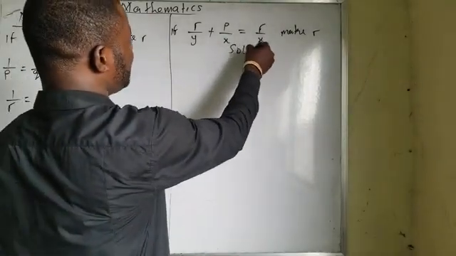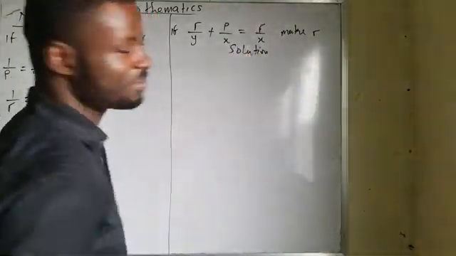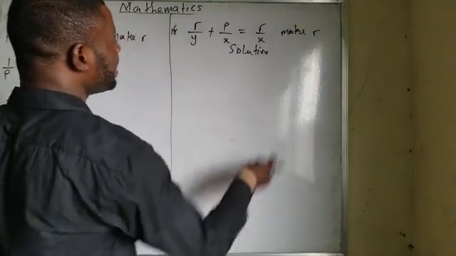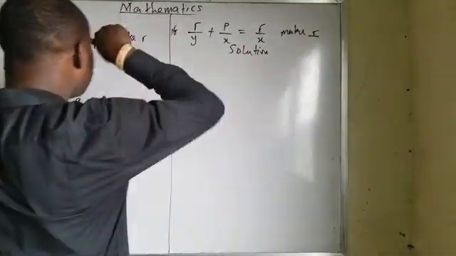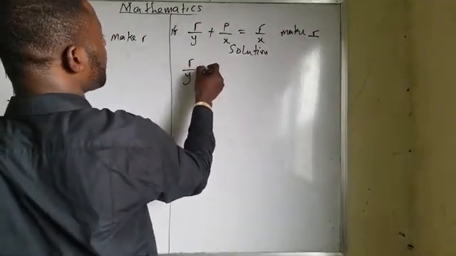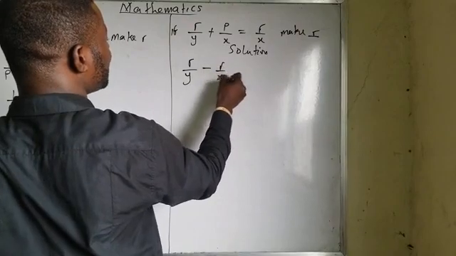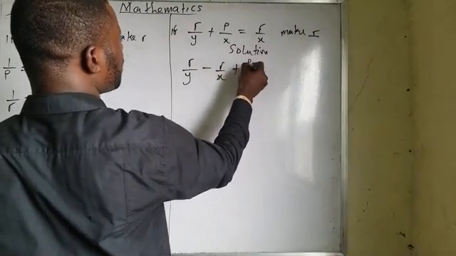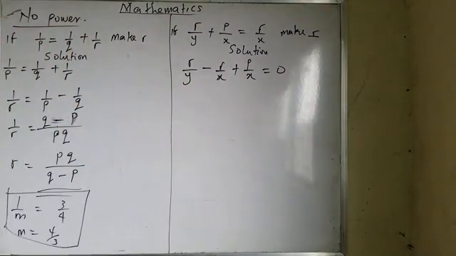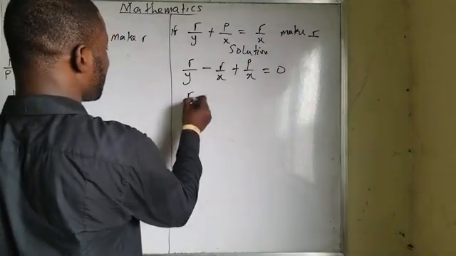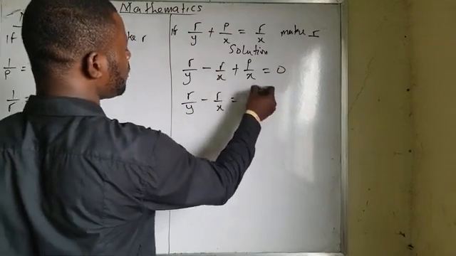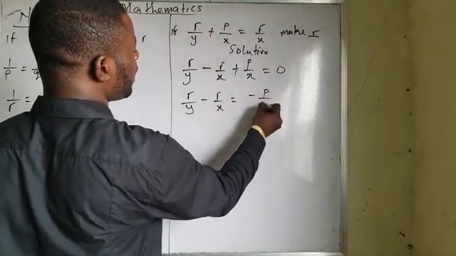But look at this. There is a difference here. There is another problem here. This one is quite different. What am I making? I'm making R the subject. R is my problem. There is R here and R there. It means R all over Y minus R all over X plus P all over X equals 0. I just collect like terms. Now, it means I can say R all over Y minus R all over X equals minus P all over X.